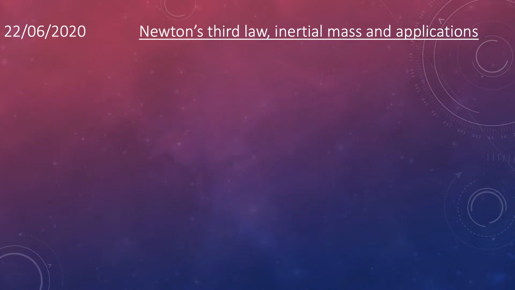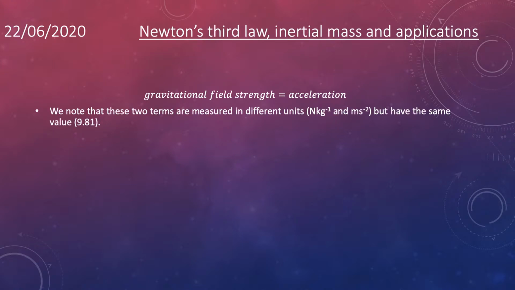Well, what does that tell us? It tells us that gravitational field strength equals acceleration. Those two terms are measured in different units, newtons per kilogram and meters per second squared, but they have the same value of 9.81. It should be clear in which context, which units to use. Are we talking about Suvat equations and acceleration, or are we looking at forces and newtons per kilogram?